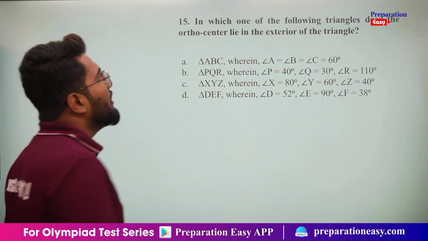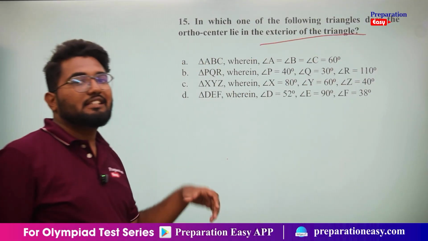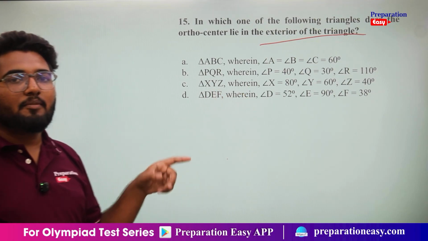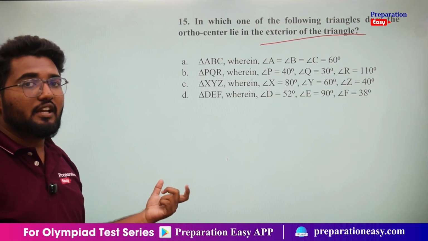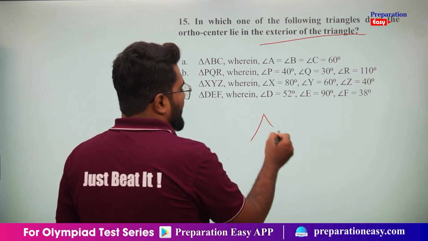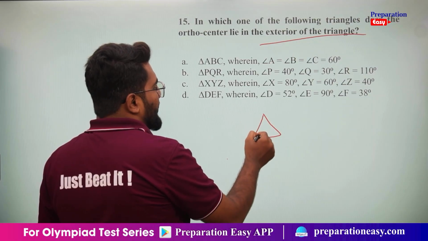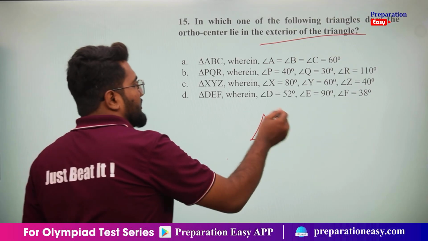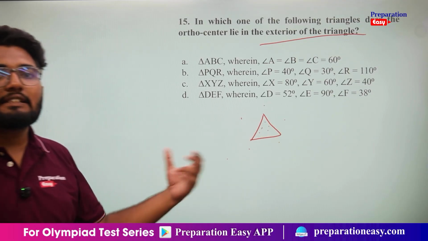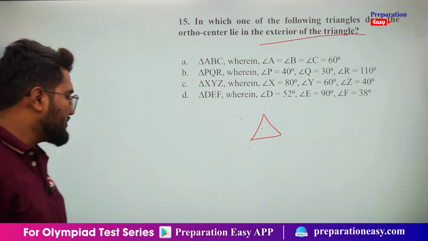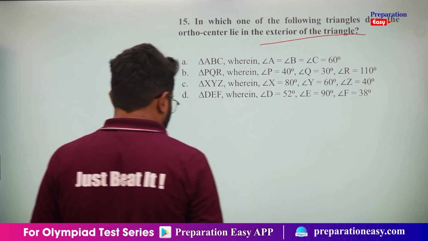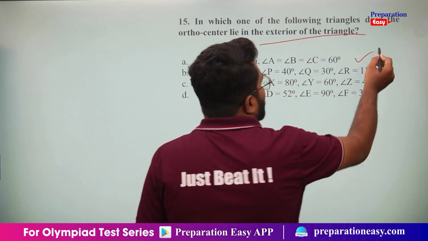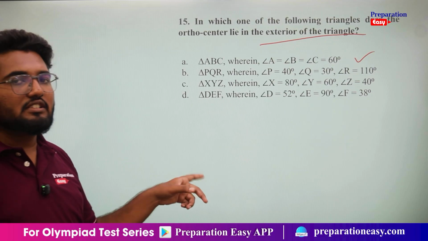What we have to find? Orthocenter lying exterior to the triangle. Exterior to the triangle means outside of the triangle. For an equilateral triangle, it will be at the center, so it is interior to the triangle. What is interior and exterior? If this is a triangle, then any point inside the triangle is interior, and any point outside the triangle is exterior to the triangle. So in equilateral, the orthocenter is in the interior.